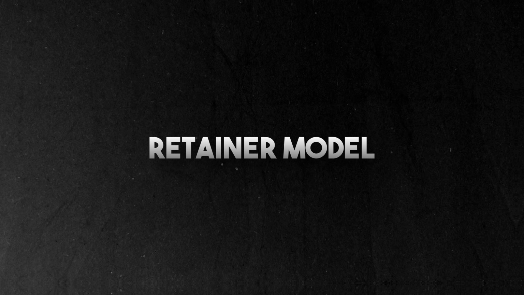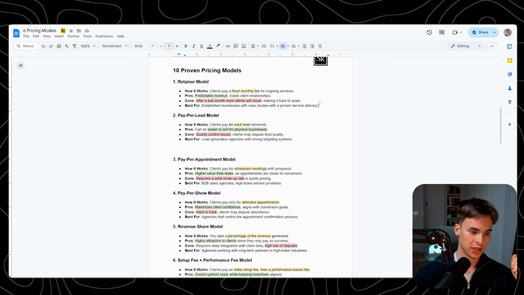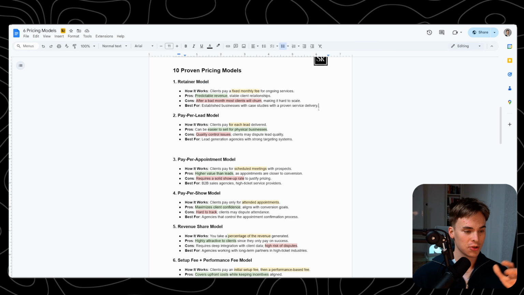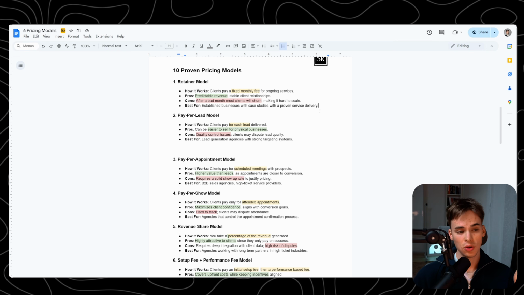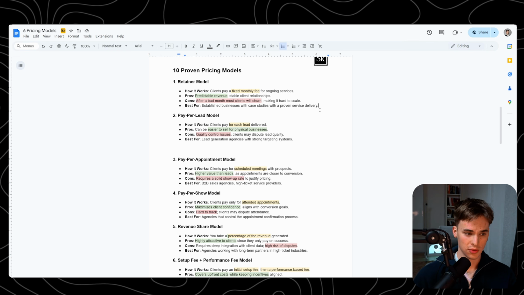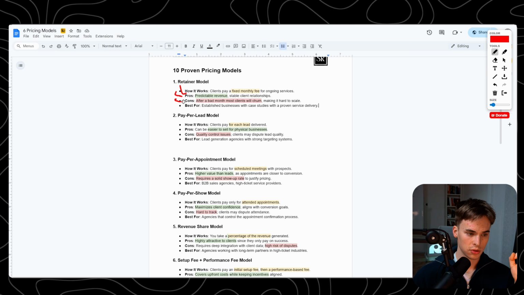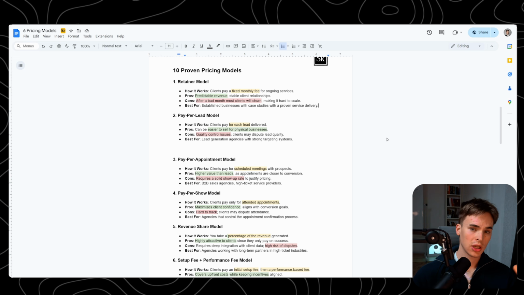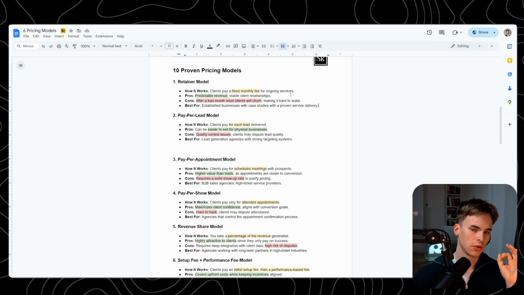Let's go into the first one, and I'm going to show you all the rest. First one is the retainer. It's the classic, the truest agency one. I'm going to show you how it works if you don't know. Basically, the client is going to pay you a fixed monthly fee for ongoing services. And by the way, for all of these, I'll show you what it is, the pros, the cons, and what it's best for. If you're running any type of cold email offer, any type of lead gen offer, any type of info offer, this is going to relate to you.